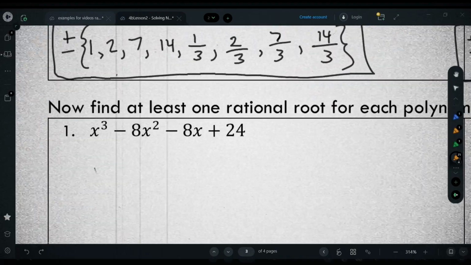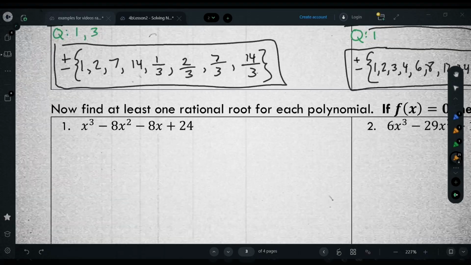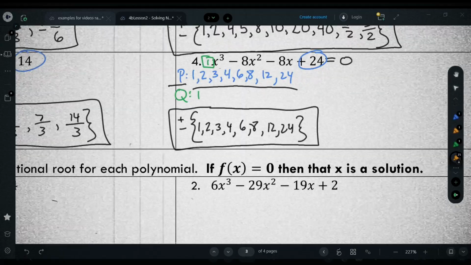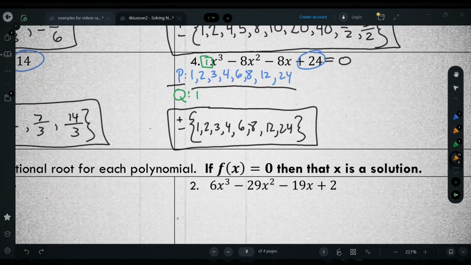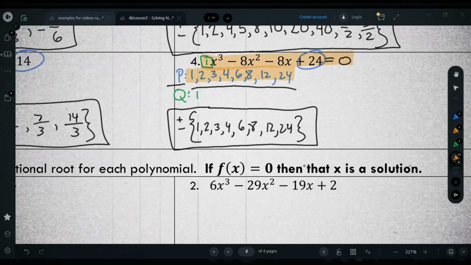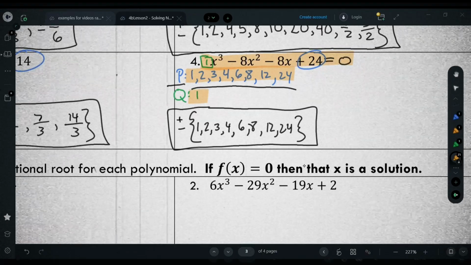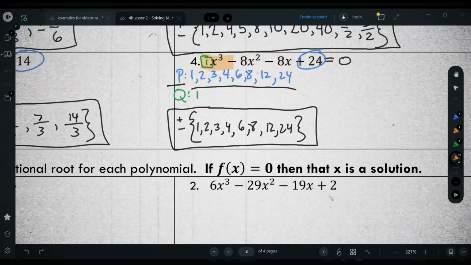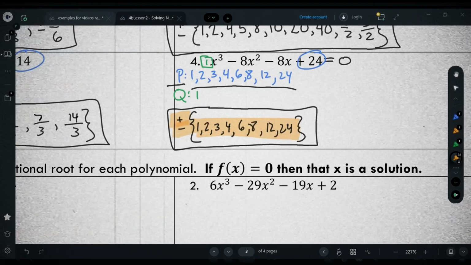Take a look at this equation here. Hopefully this looks kind of familiar. This is actually the exact same equation we were working with right here, and so we've already found all of the possible solutions. This equation for number 4, same one. These were our p-values. The only q value was a 1. So when we did p divided by q, we just got those same p-values back. And these here are the possible solutions. These numbers could be positive, could be negative.